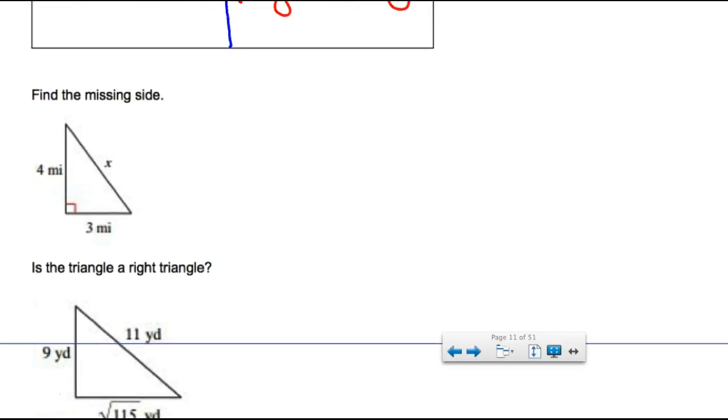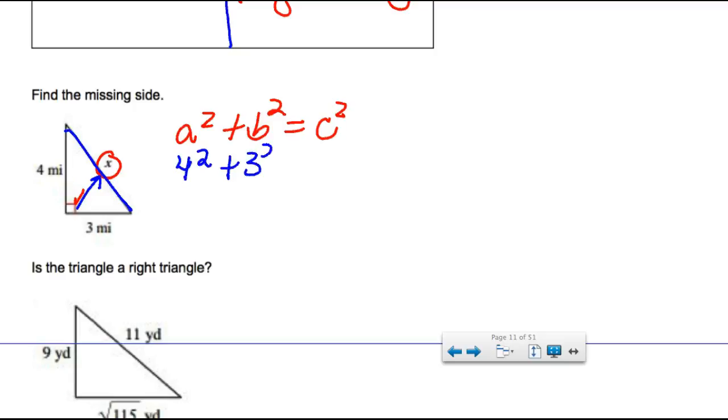so we're going to go a little faster through this section. I'm just finding this missing side. I know that a squared plus b squared will equal c squared, because if the triangle is right, then the Pythagorean theorem holds. I just need to replace those variables. A and b are interchangeable, but x must go in for c. It is the hypotenuse or the longer side. So I'm going to say 4 squared plus 3 squared, or 3 squared plus 4 squared, because addition is commutative.